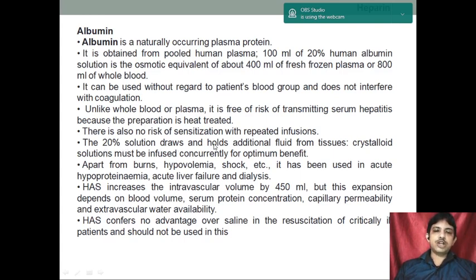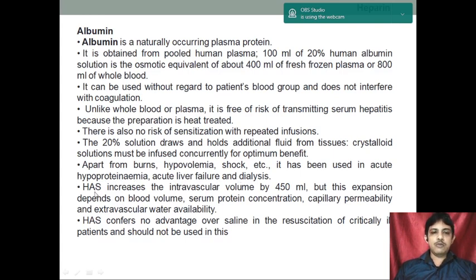The 20% solution draws and holds additional fluid from the tissue. Colloidal solution must be infused concurrently for optimum benefit, so that is also important. Apart from burn and hypovolemic shock, it is used in hypoproteinemia, acute liver failure, and dialysis.